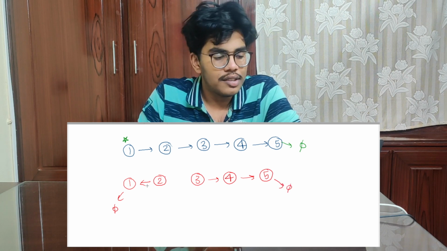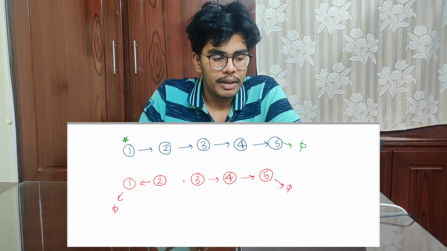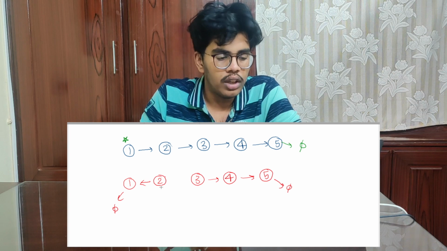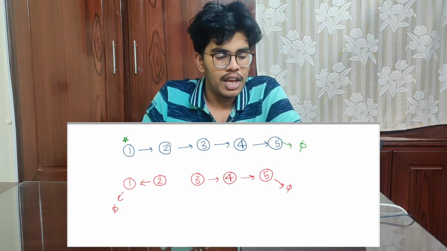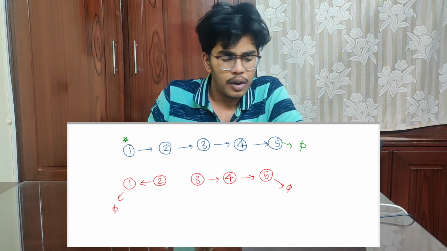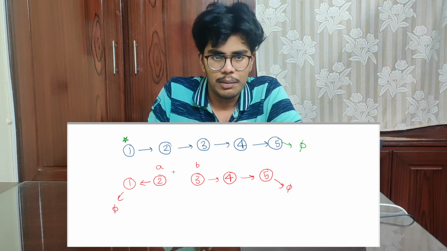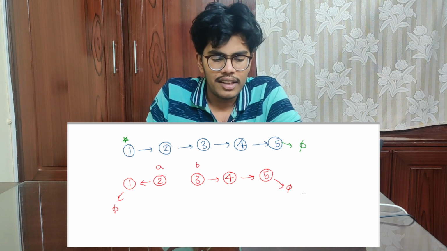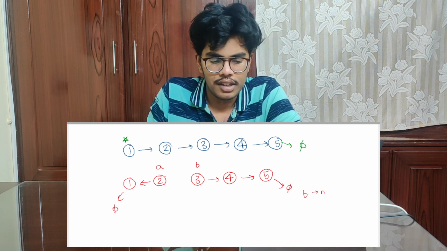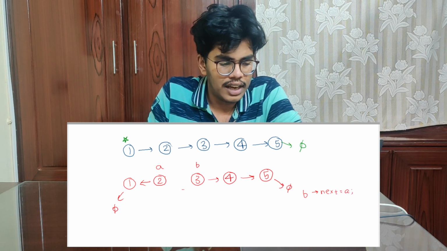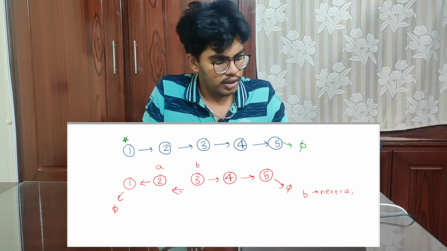Since 2 is already connected to 1, what we basically have to do is connect 3 to 2, and then consequently finish the whole loop. This is quite simple. Let's say we have a pointer to 2 as A and a pointer to 3 as B, because these are the two nodes that I'm connecting, and I'll write a simple statement: B dot next is equal to A. This will just create a link between these two.